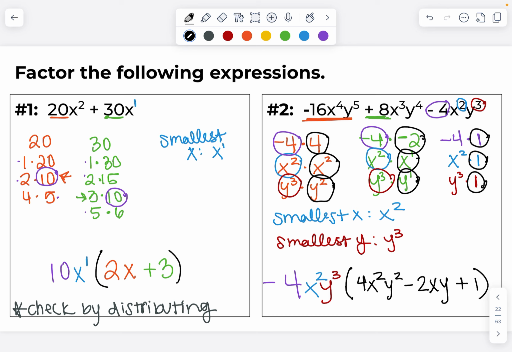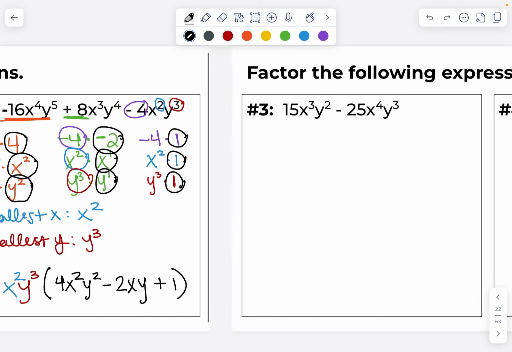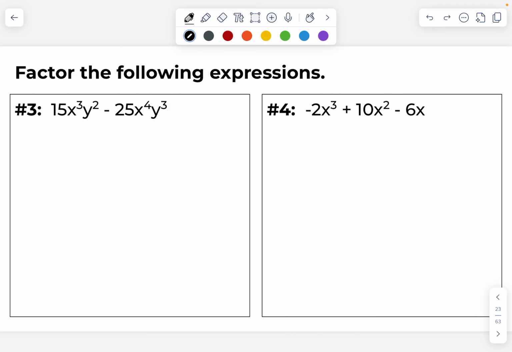So that one had a little bit more going on. So again, you do not have to write out all that kind of scratch work, but I know for some of you, the first few times you do it, it's helpful just to visualize what's happening here. So my final answer is this. Okay, let's look at 2 more examples. I want you to take a second and think about the answer for number 3.